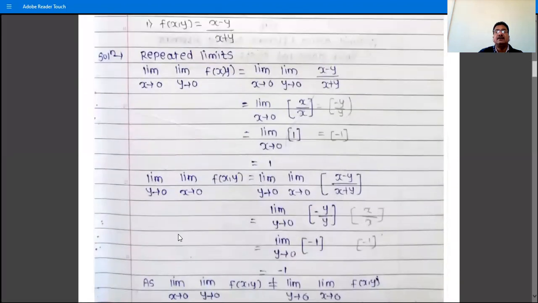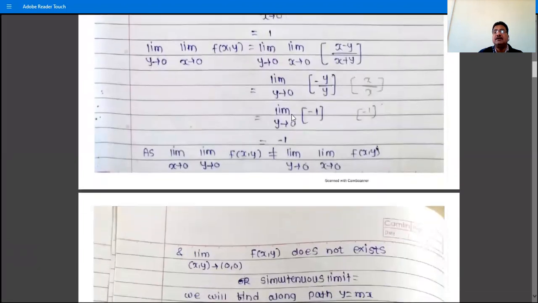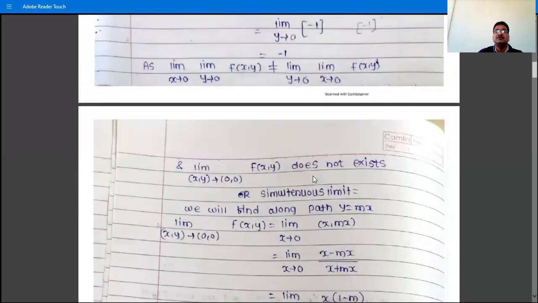Then limit y tends to 0, limit x tends to 0, f(x, y). Another repeated limit: just find the limit of x tends to 0 first. If we substitute x equal to 0, then we have minus y by y, and that is minus 1, and the limit of minus 1 is minus 1. And therefore these repeated limits are not equal, and therefore the simultaneous limit does not exist.